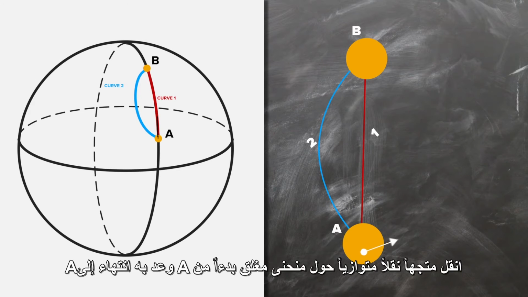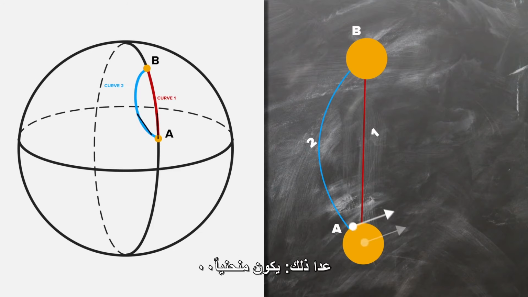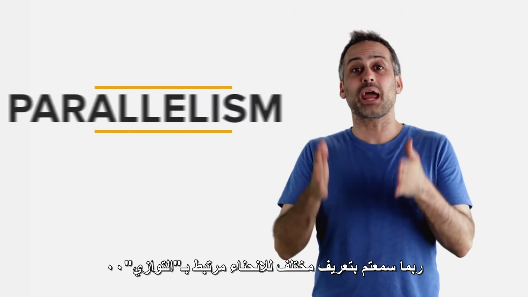Here's an alternate way of thinking about it. Parallel transport a vector around a closed curve starting at A and going all the way back to A. If you end up with the same vector you started with, your space is flat. If not, curved.